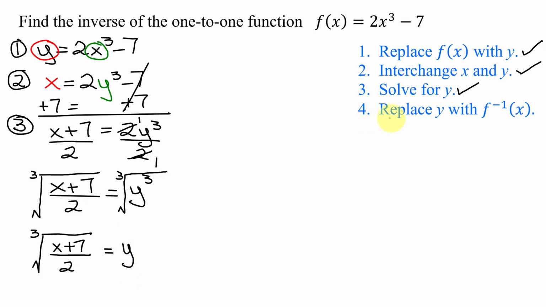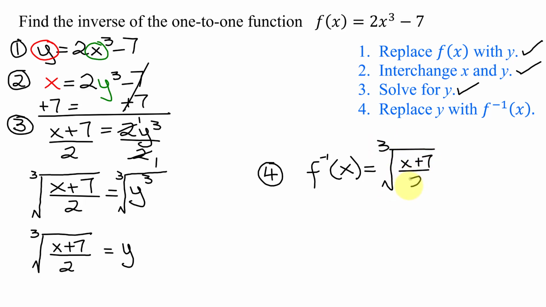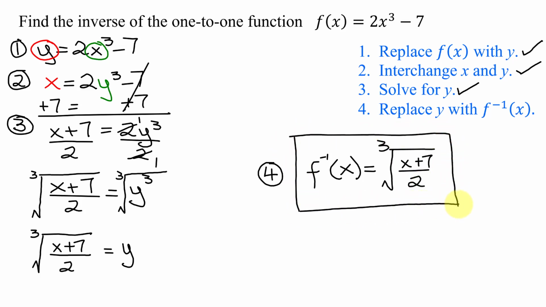Now step 4 says replace y with the inverse function notation, which remember is f with a negative 1 exponent of x. Remember, that means here comes the inverse of the function f, and it's going to equal the cube root of x plus 7 divided by 2. So here is the inverse of my cubic function.